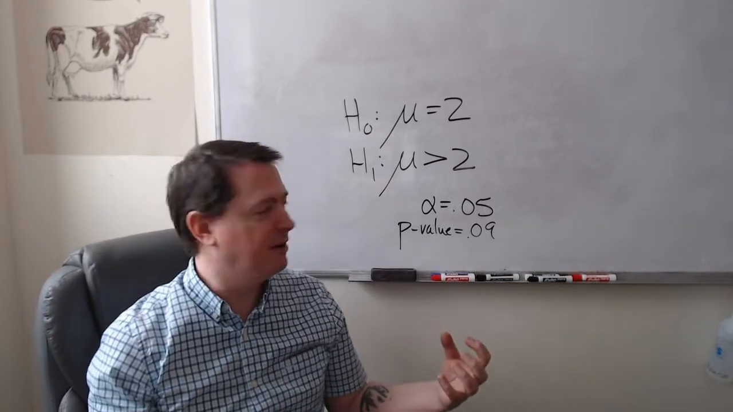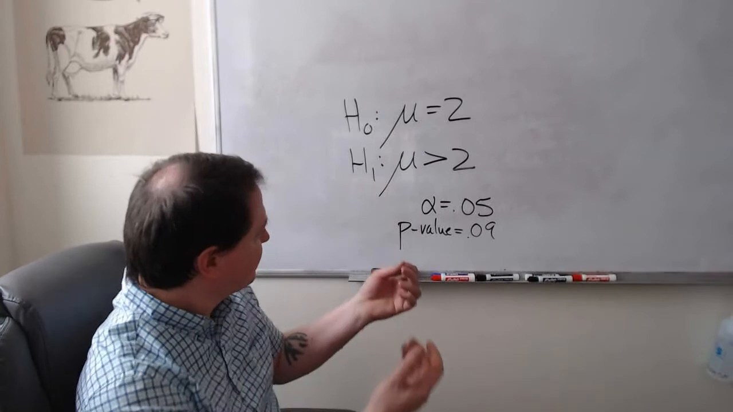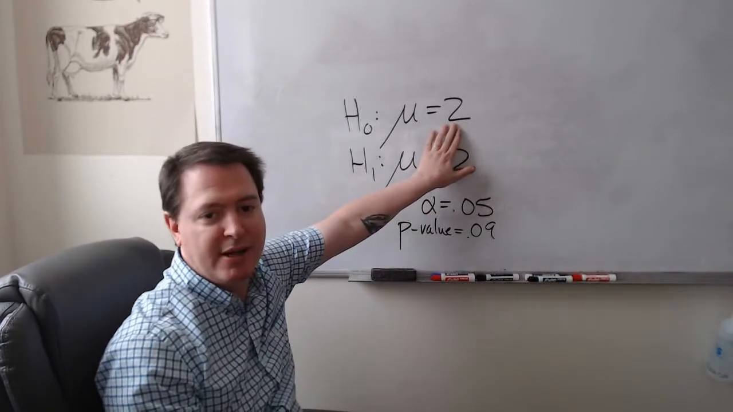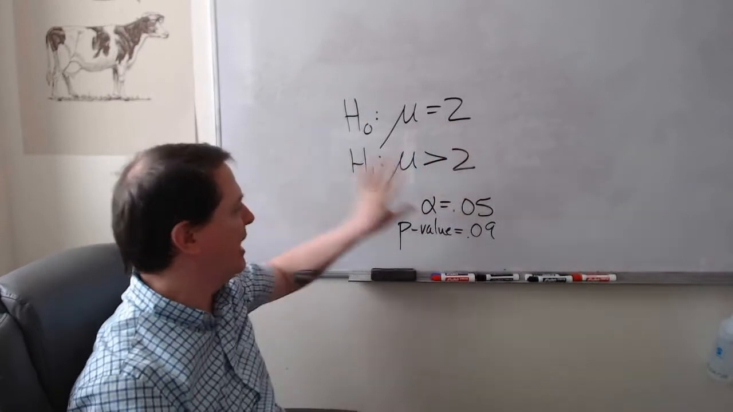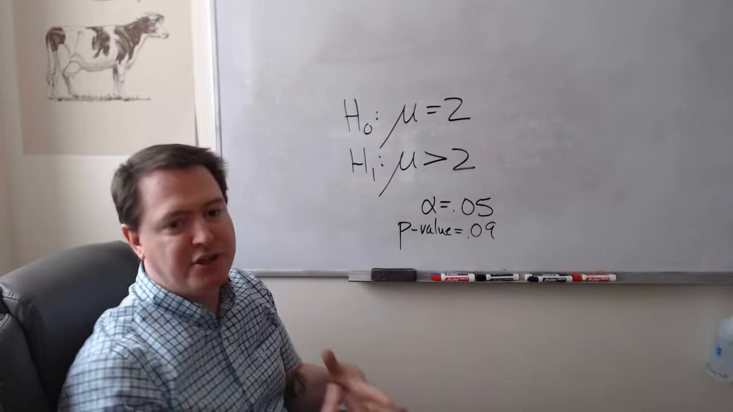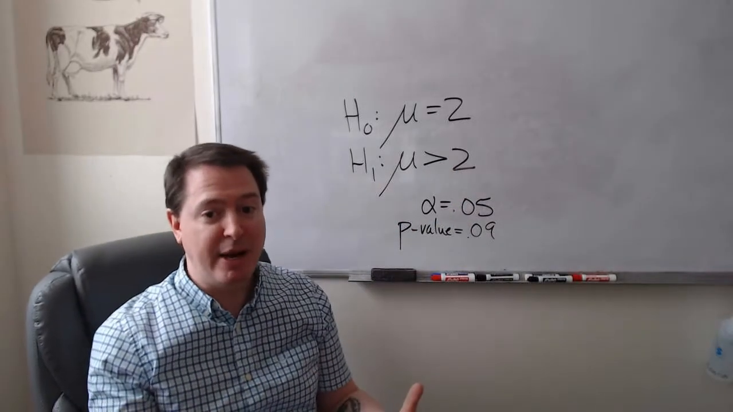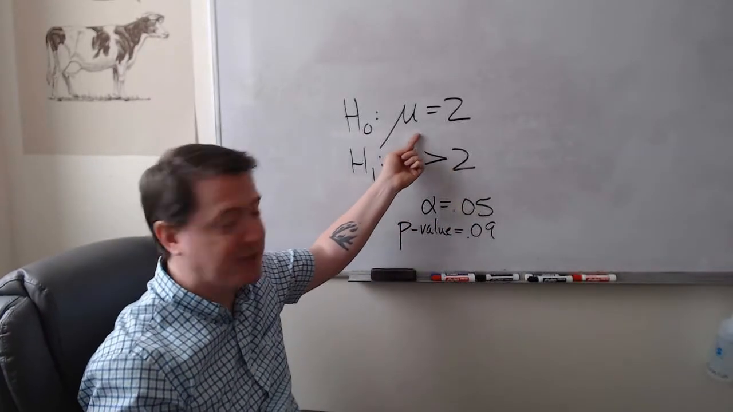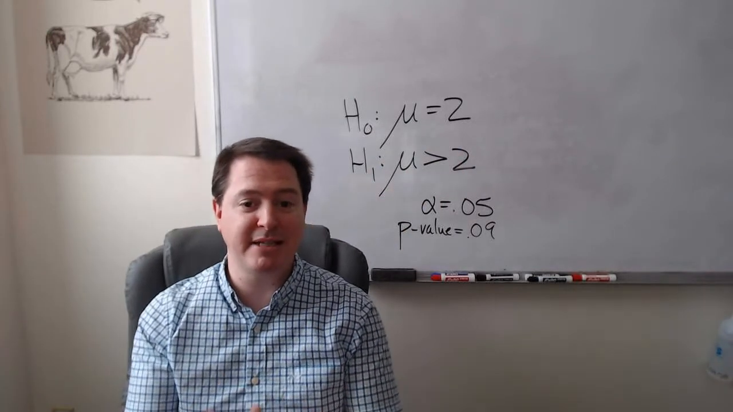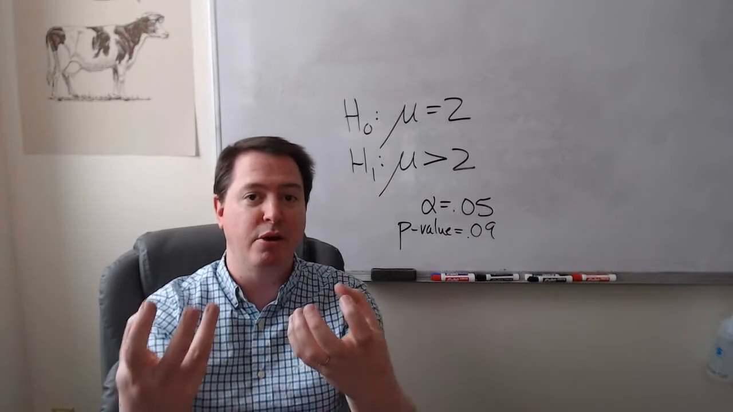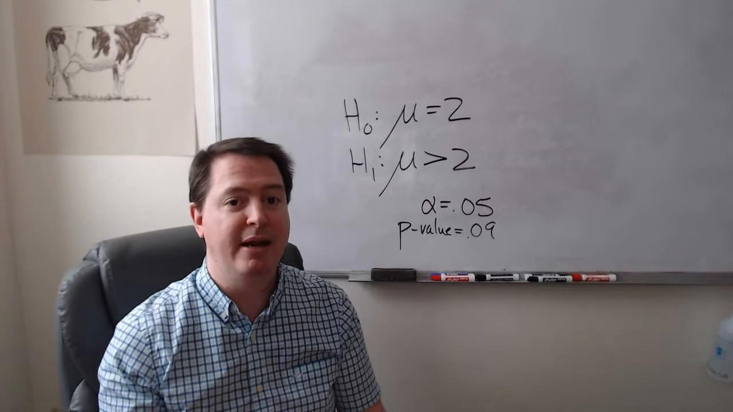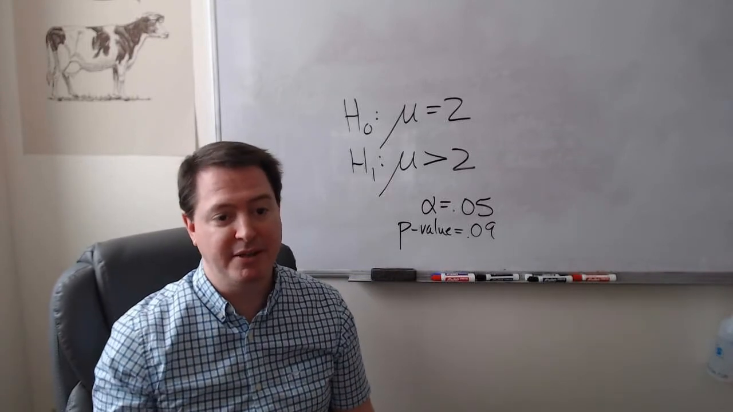That's what we're doing here, is asking, is that mean far enough away from 2 that I can say that really, I guess it's actually more than 2, right? And that it's not just random chance, because by random chance, I'm going to get samples that are above 2 or below 2. I can't just use that sample data by itself. I've got to go through this process of hypothesis testing to evaluate how strong my evidence is.